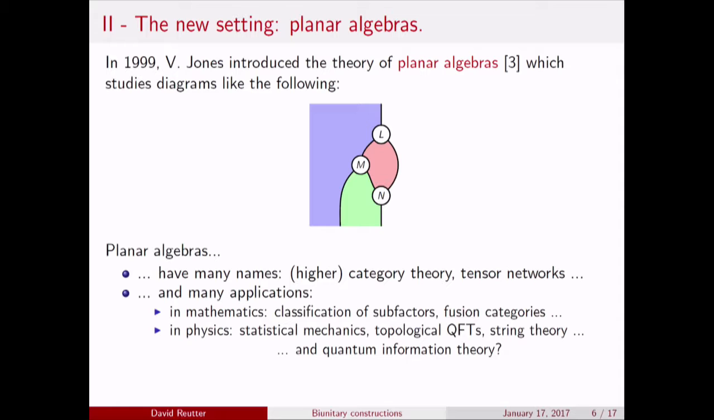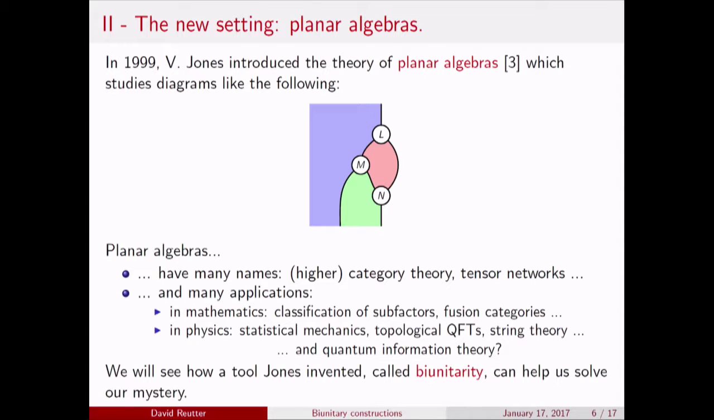Why am I suggesting this? What is the basic idea here? There's a concept which was invented by Jones actually in his original planar algebra paper called biunitarity. And I propose that we can use this concept to solve our mystery of these quantum constructions, or at least to better understand this mystery. I mean, solving is a strong word. So what's going on? What is the planar algebra? What am I talking about here?